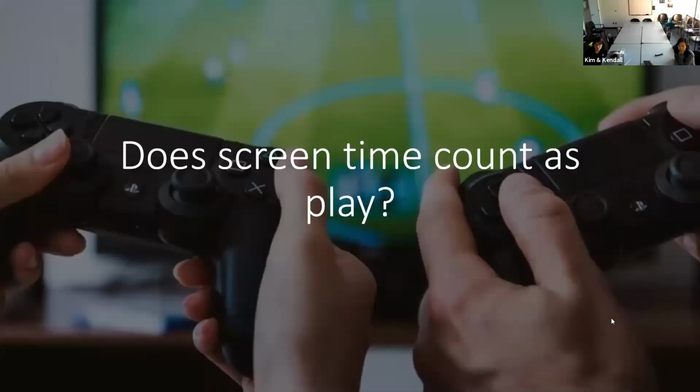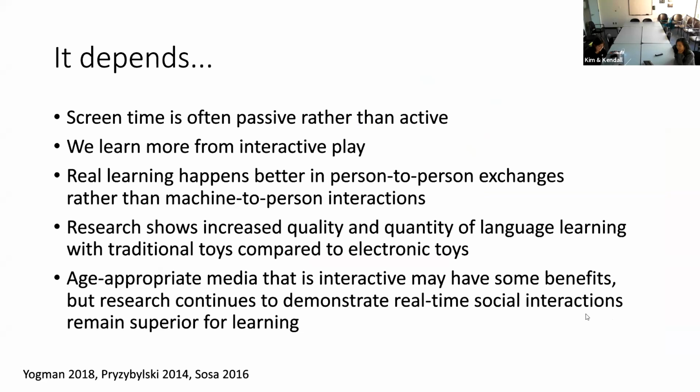So does screen time count as play? Well, it depends. I think it's important for parents to understand that media does not often support their goals of curiosity and learning that they're thinking about for their kids. Screen time is often passive rather than active, and we learn more from interactive play.